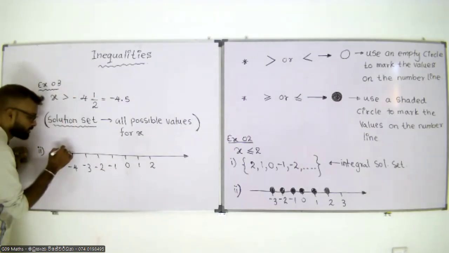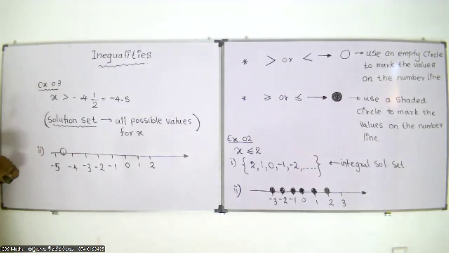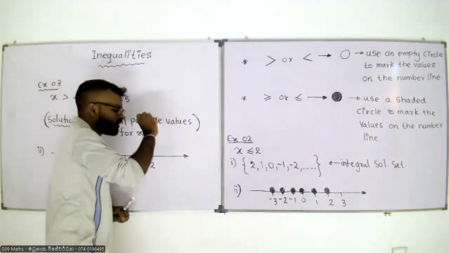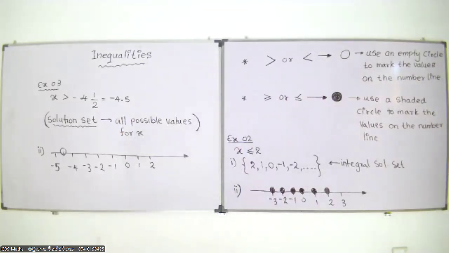We are not going to highlight it because we have only the inequality. We do not have any equal mark there. Just an empty circle. This is an empty circle, right? This is negative 4.5. Right. Now, all possible values for x. All possible values. How are we going to mark it?